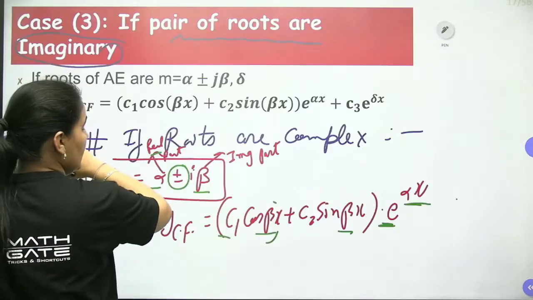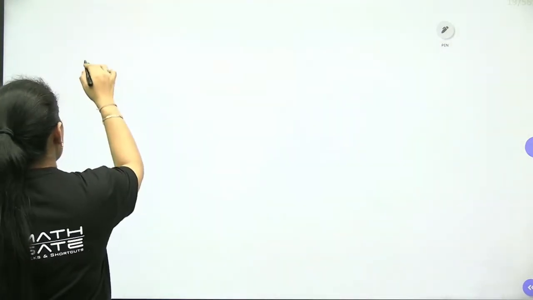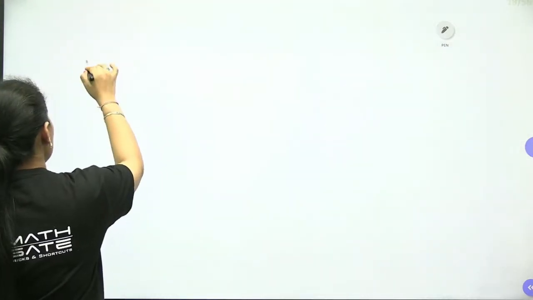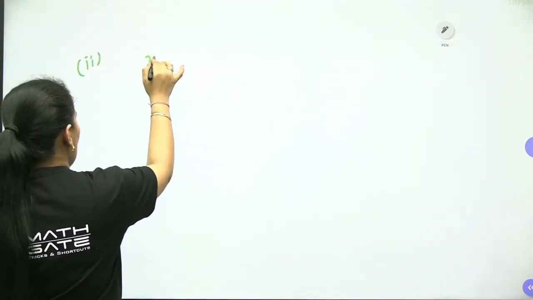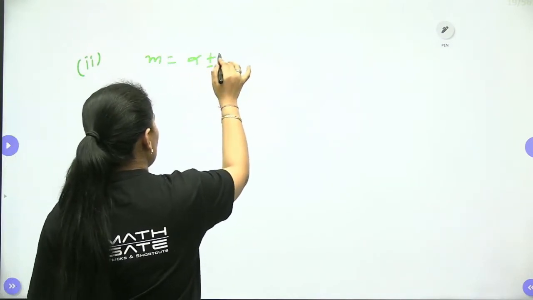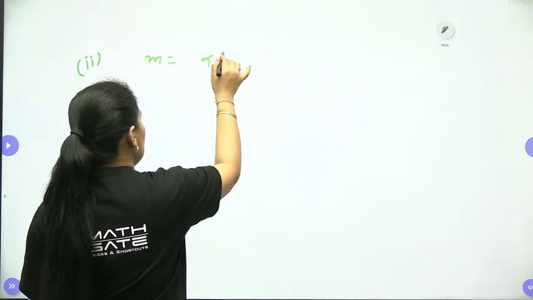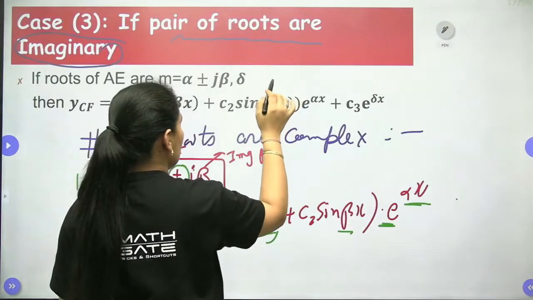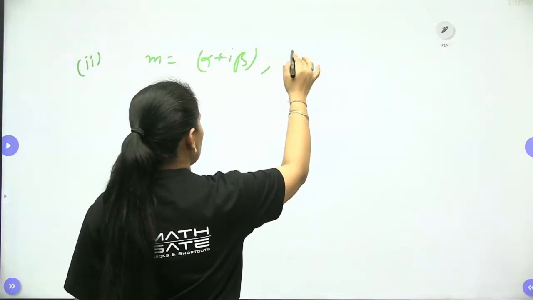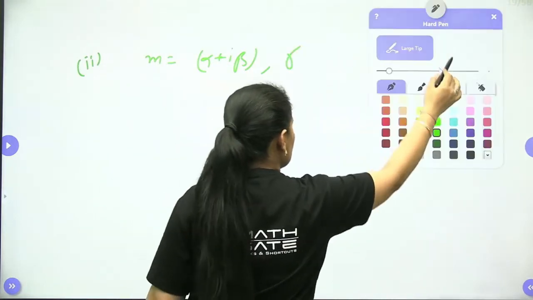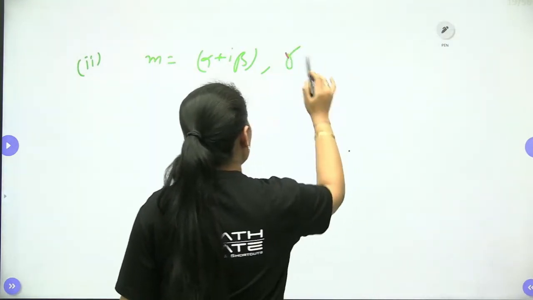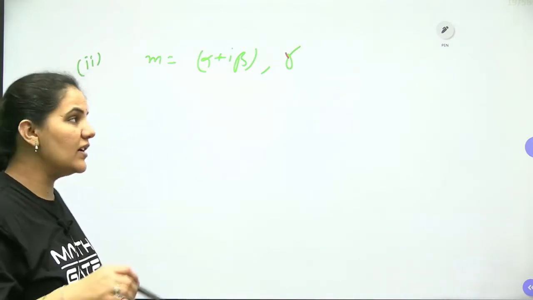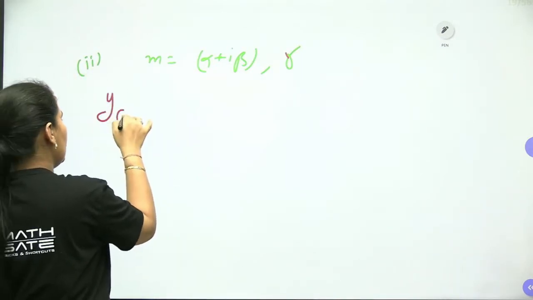Suppose we are having, I will come for this example also, suppose we are having a root like this, m is equals to alpha plus minus iota beta and gamma. Suppose it is like this. We are having a root like this where we have one complex root and one is a real root. So we can approach like this.